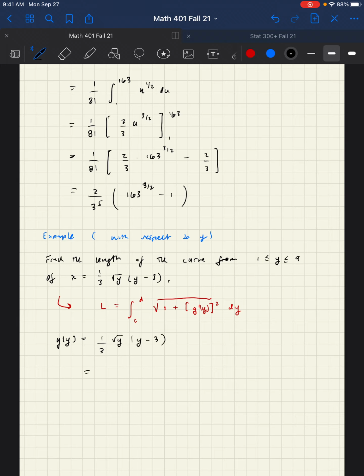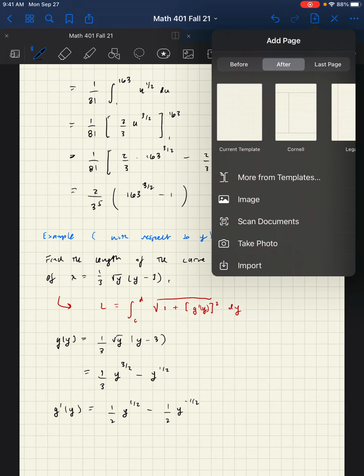So in this case, our g of y is 1/3 square root of y times y minus 3. And we can go ahead and write that more simply as 1/3 y to the 1/2 times y minus 3, so plus 1 gives us 3/2, minus y to the 1/2, and the 3 cancel. So if we derive that, g prime of y, bring down the 3/2 and you get 1/2 y to the 1/2. Bring down the 1/2 and you get minus 1/2 y to the negative 1/2.